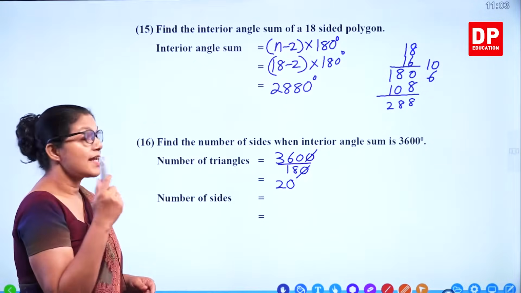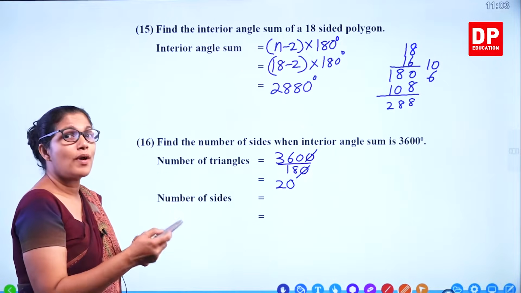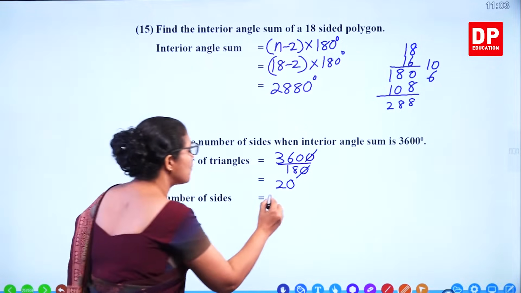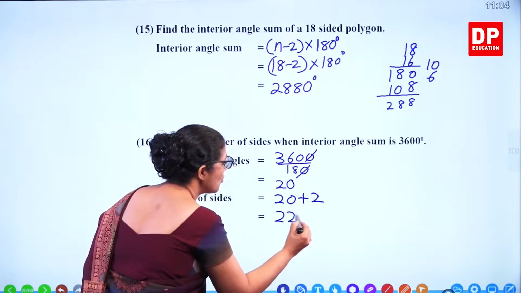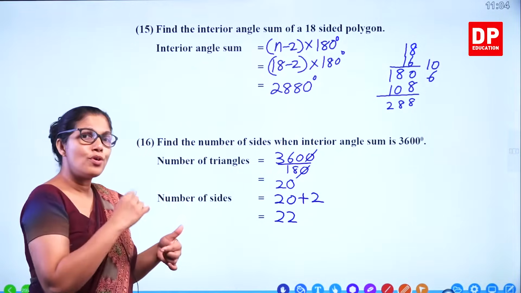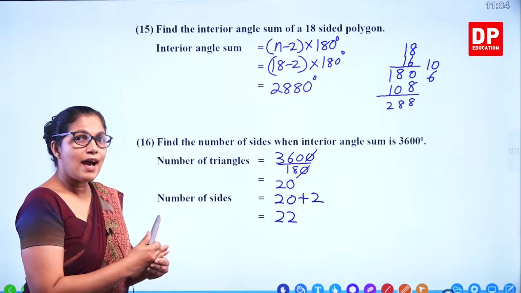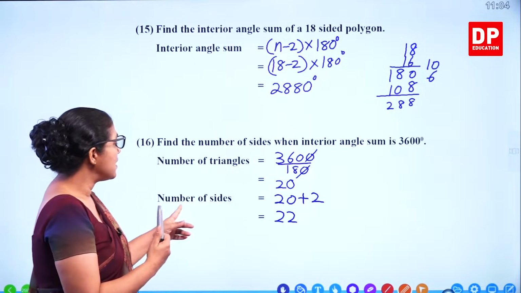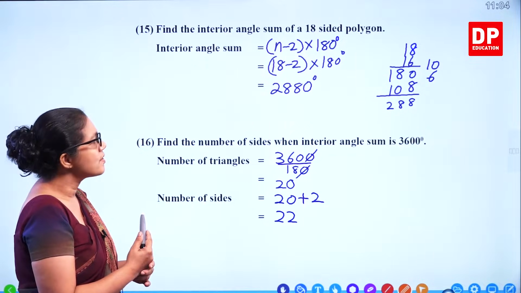Now we found the number of triangles, 20. So how many sides are there? n minus 2 is 20, so to get n you have to add 2 to that. So 22 sides are there. So you have to do it the other way around. Find how many triangles there are, then to find the number of sides, you add 2 to that. So 22 sides.